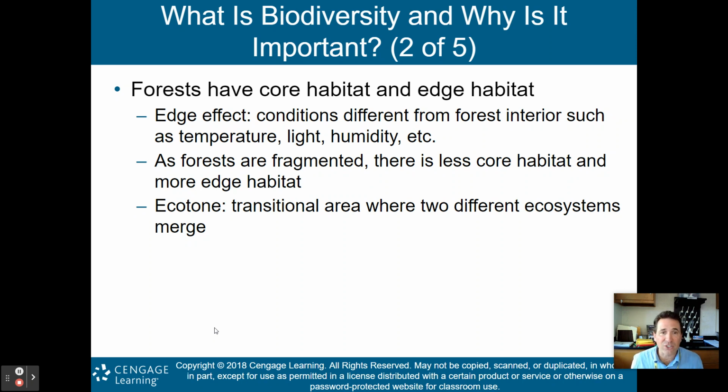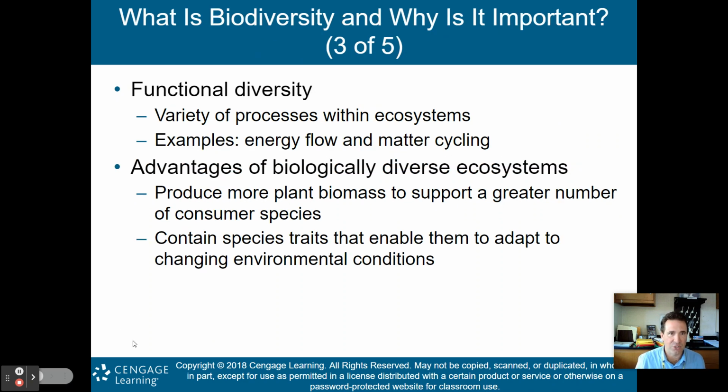Unfortunately, as forests are fragmented, meaning as we cut them down, there is less core habitat and more edge habitat, right? You have this big forest, then we cut a section here to build a home. We cut another section down to build a home. Now you have a lot more edge, but you've taken away that core habitat, right? So again, these are things that reduce our biodiversity. So as forests are fragmented, less core, more edge. An ecotone is just a transitional area where two different ecosystems merge.